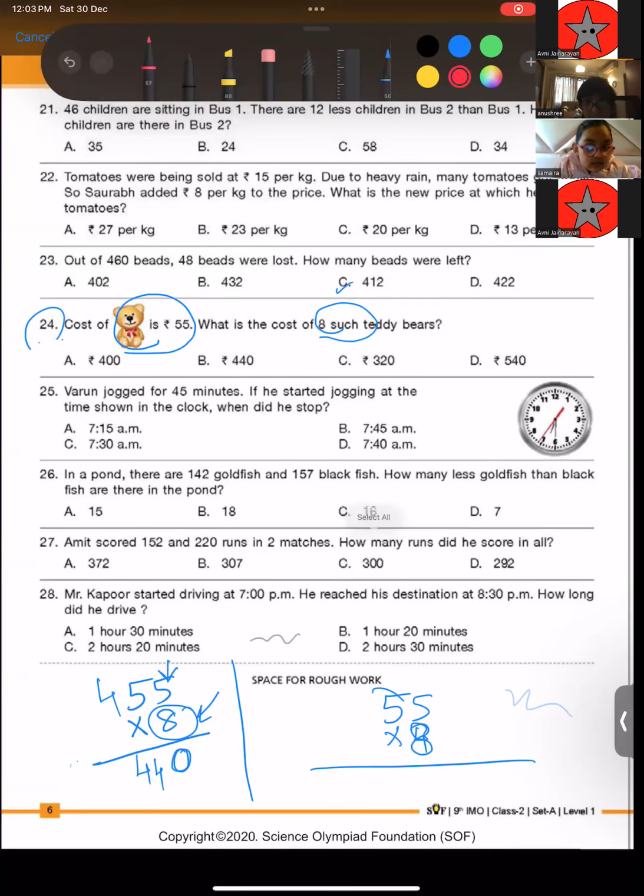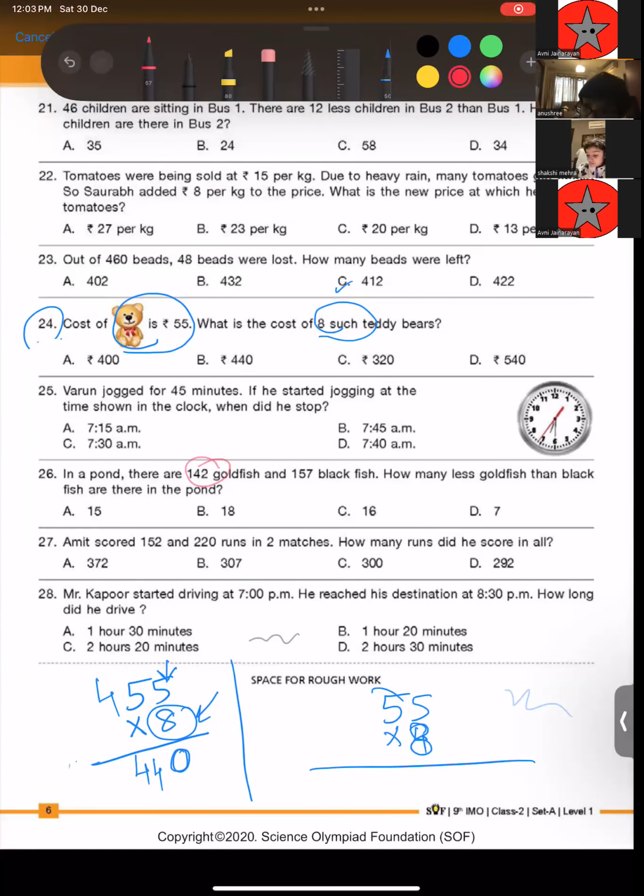Now see, there were 142 goldfish, 157 blackfish. I have to subtract, so I will write like this: 157 minus 142. कितना टाइम लग रहा है एक एक चीज को कॉपी करने में, है ना? But if you can do it mentally, you are at 142 and you have to reach 157, which is the next whole 10, Kabir. 142 के बाद next whole 10 क्या है?